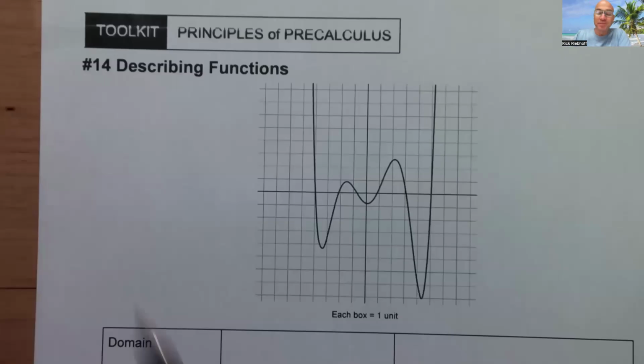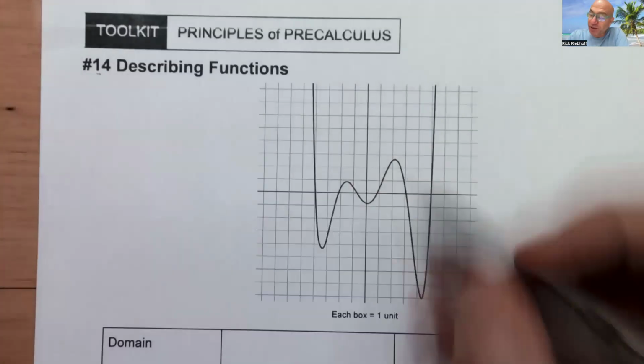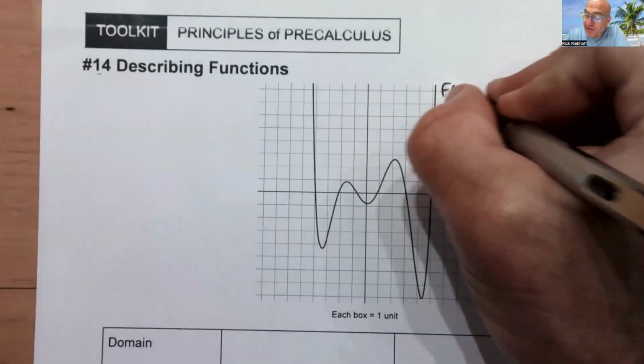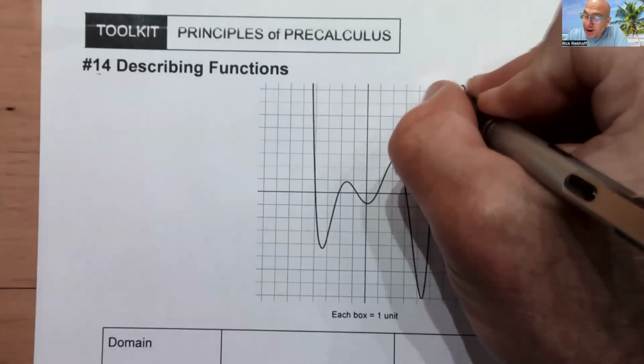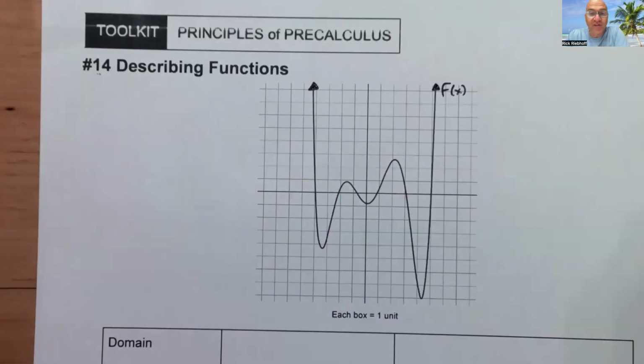All right, people. Toolkit number 14. We're going to describe functions. So here's a function. We're going to call this f of x. We're going to give it some arrows at the end because they weren't there before. We're going to make this official.